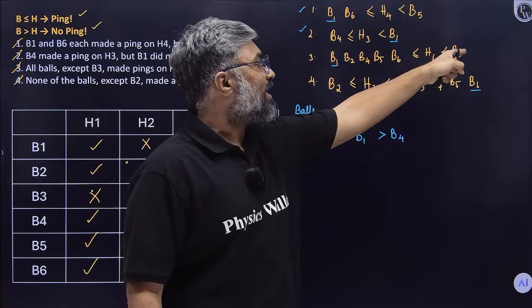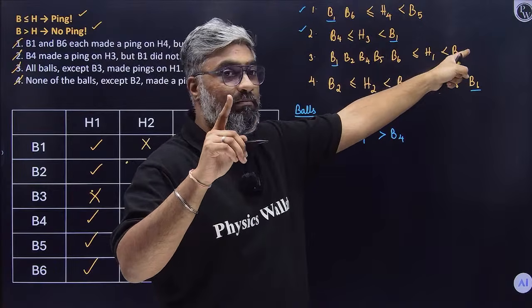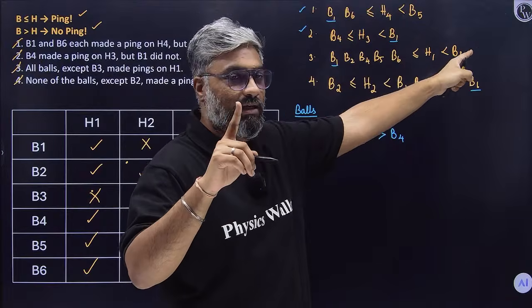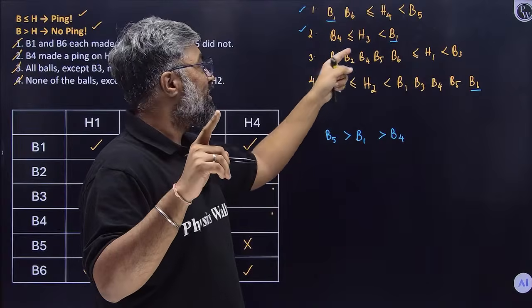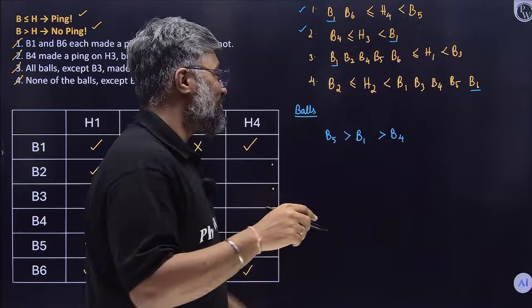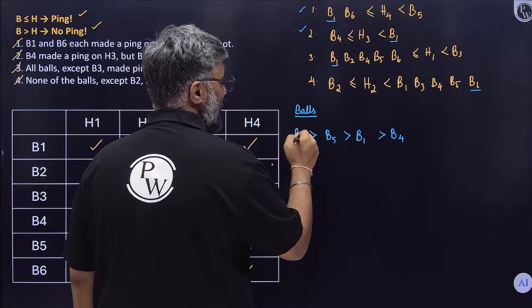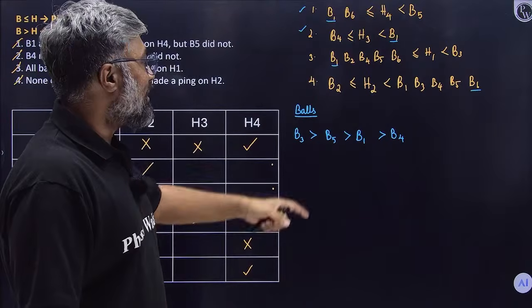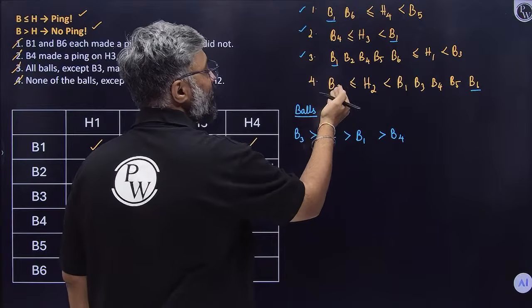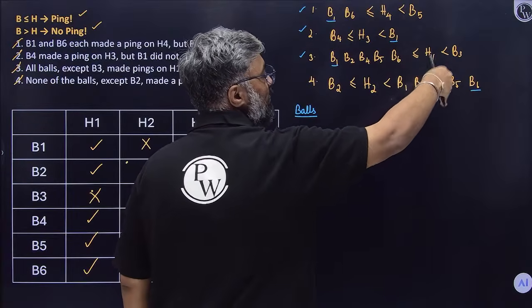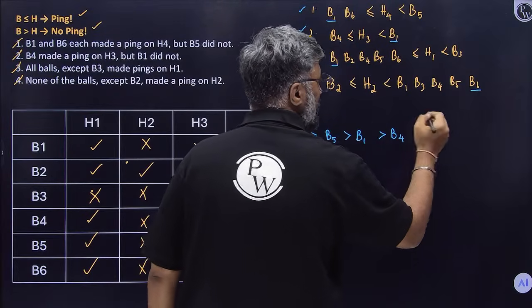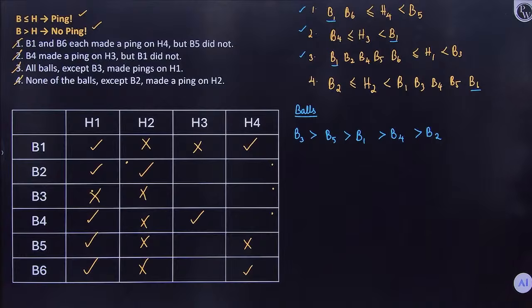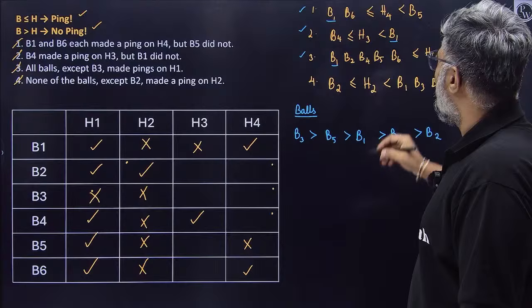How about here? B1 is also lesser than H3. Now B1 is lesser than B3. But B3 can come here also, here also. So what do I compare it with? B5. B5 is also lesser than B3. What's the last condition with B2? It's clear that B2 is lesser than all the balls: B1, B3, B4, B5, B6. So B2 will be here. Am I missing a ball here? Yes, we are. Which one? B6 we are missing, correct? B6 is here.